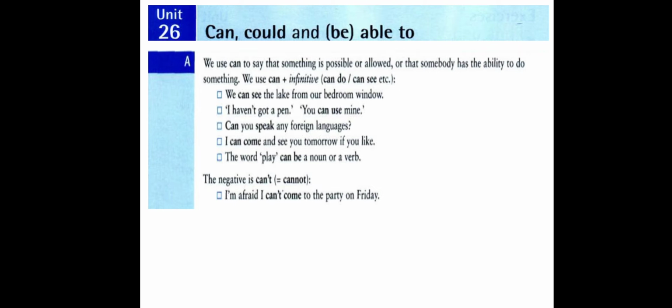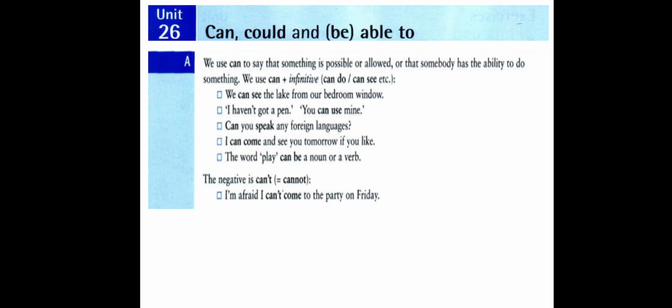The next example: I can come and see you tomorrow if you like. Here we speak about the possibility that the person can come and see you tomorrow if you like. And can is followed by the base form as well here.